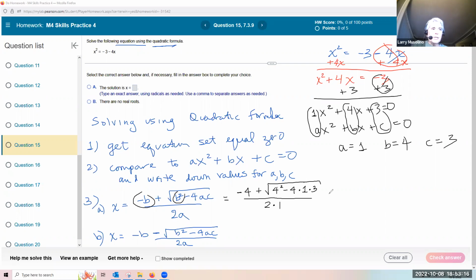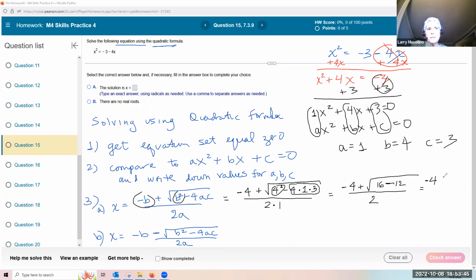All right, let me go underneath the square root and work this out. Here's what we got. I'm going to do 4 squared. Well, 4 squared is 4 times 4. That's 16. Minus, now let me do this multiplication here. 4 times 1 times 3. Well, that's 12. All over 2. But under the square root sign, 16 subtract 12 is 4.